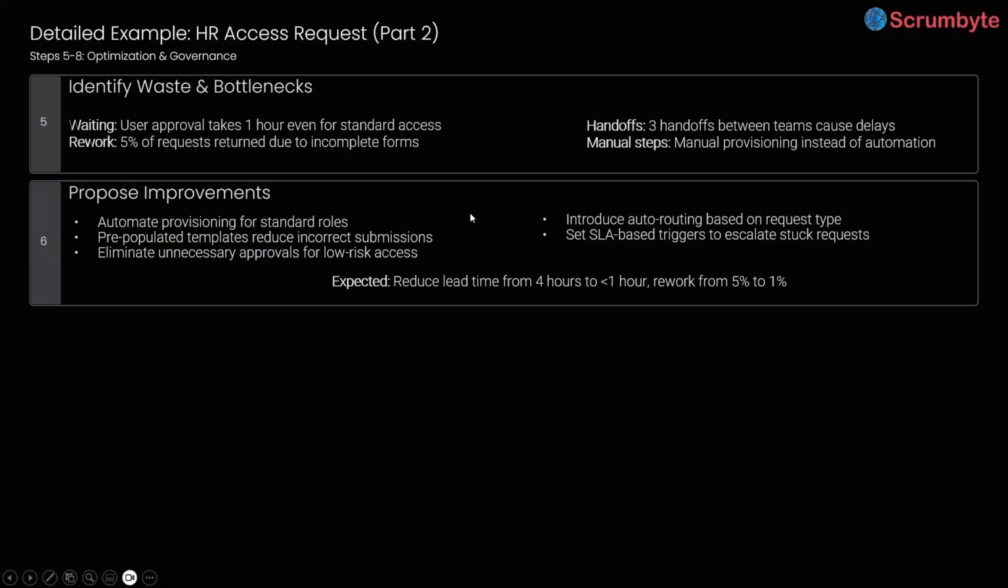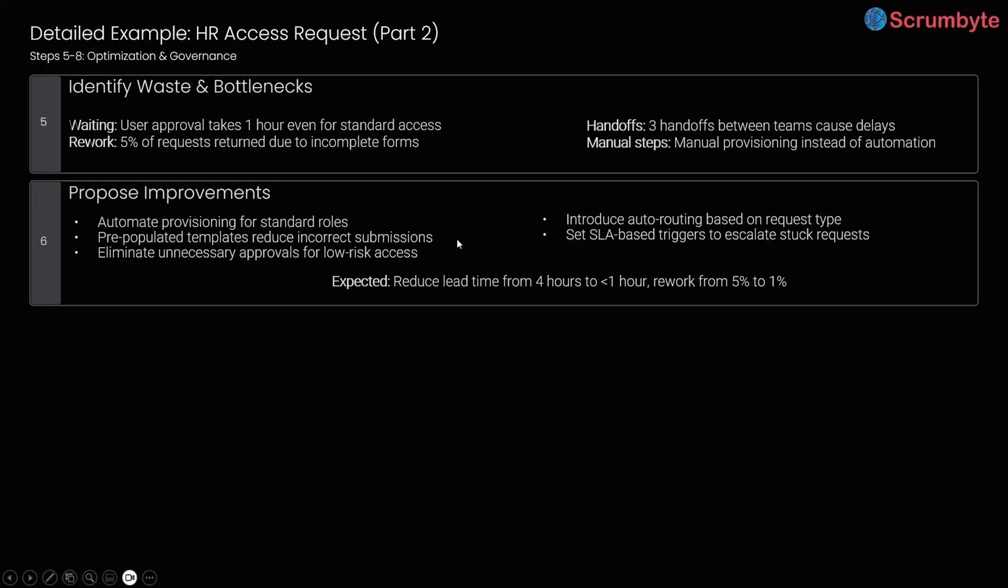Now you have to propose improvements, right? Once you know what it is. So here you are saying automate provisioning for standard roles. If that person is a regular data entry operator, this is a standard role, right? So you know what to do for that. You don't need to worry about it. Automatically give whatever permissions are required.